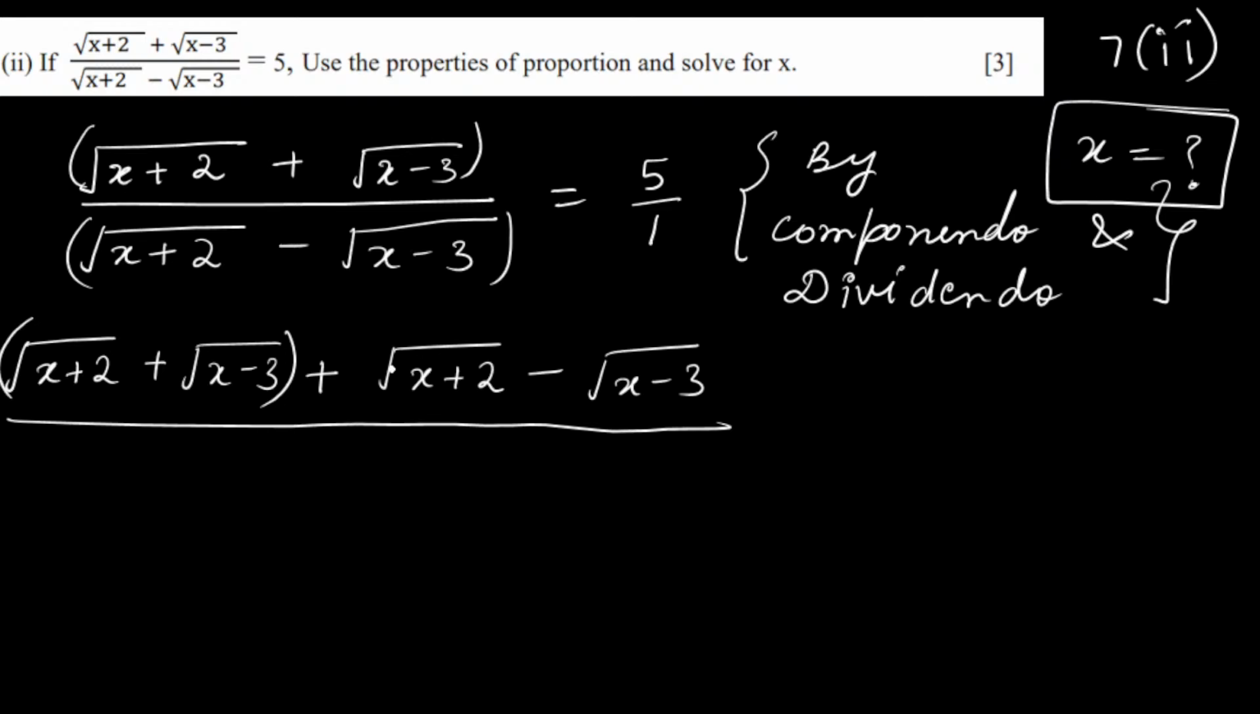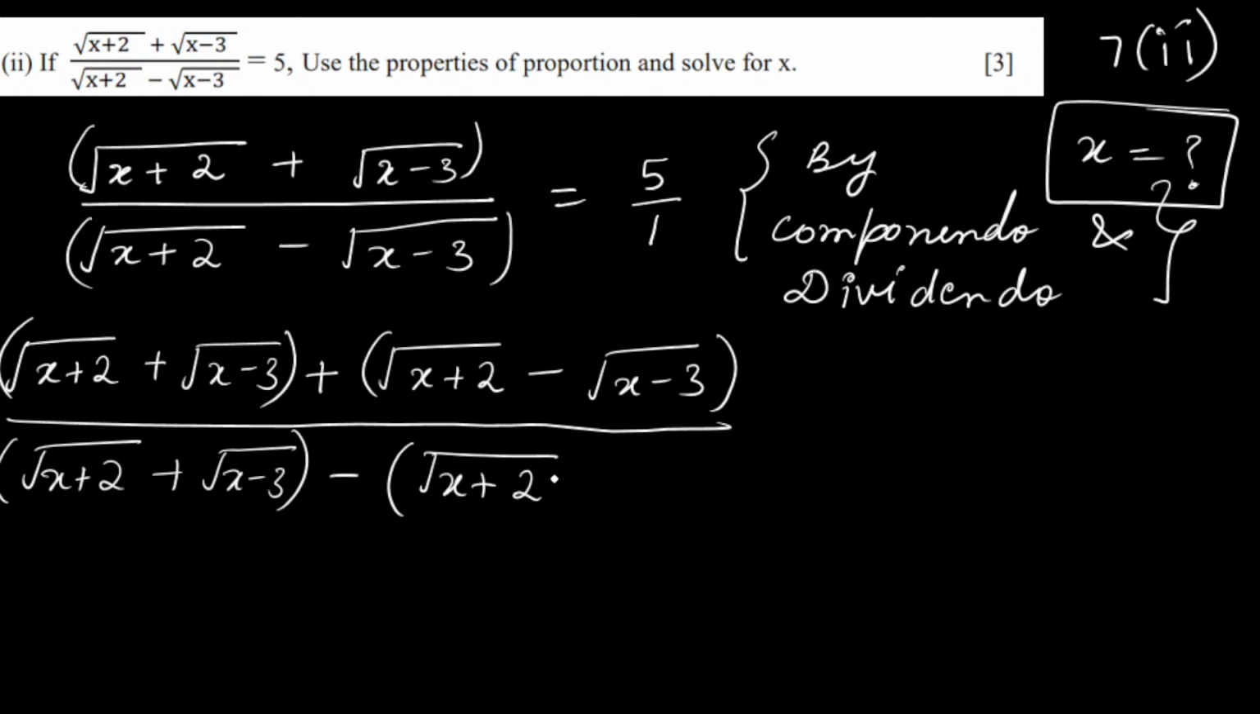So numerator plus denominator, numerator minus denominator. I'm just writing it in brackets in order to avoid any sign mistake. So both the sides we have to do. This side I have done numerator plus denominator, numerator minus denominator. In brackets I have written. Other side also, some students will forget to write on the other side. So other side also you have to do the same thing, numerator plus denominator, numerator minus denominator.